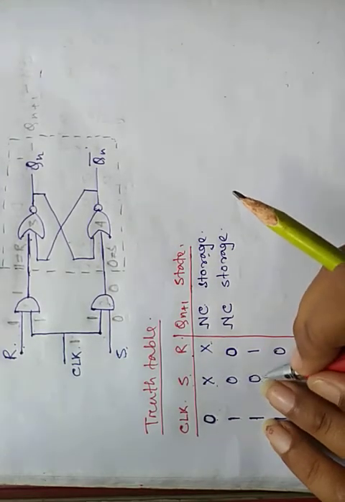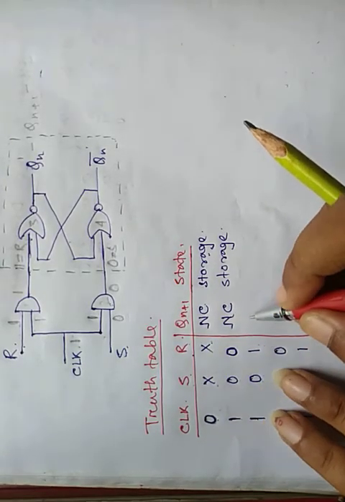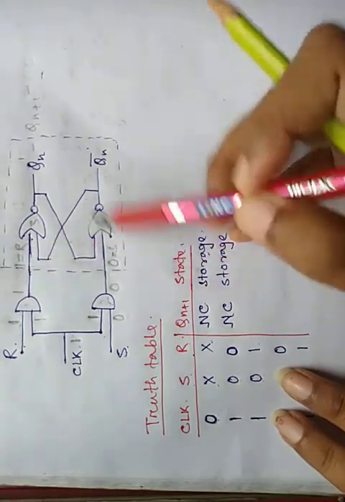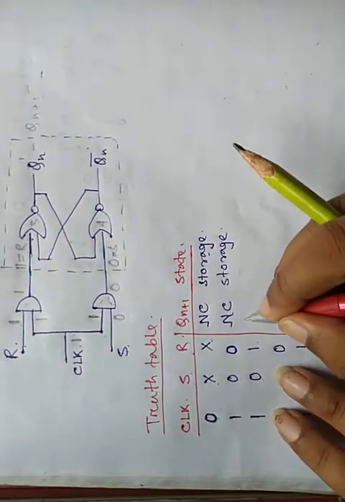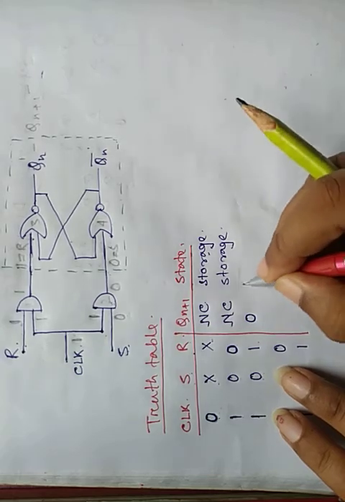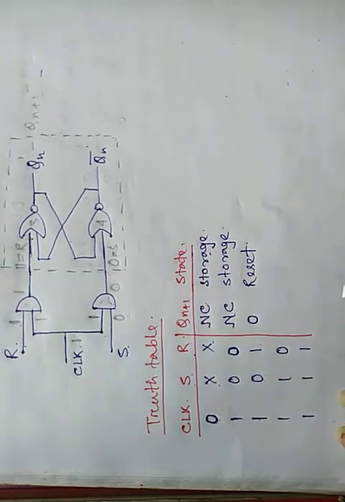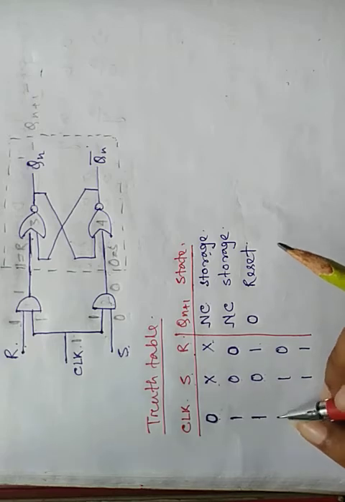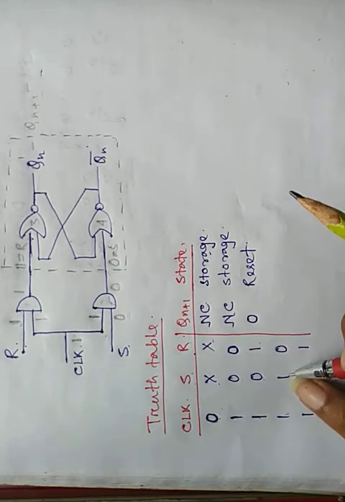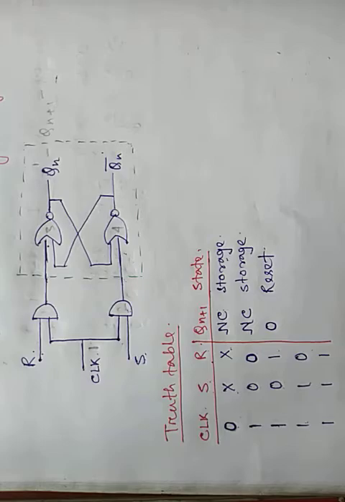So if S is 0, R is 1, now we can consider the output is 0. 0 means it is reset. Now the third condition, when clock is 1, S is 1, R is 0.